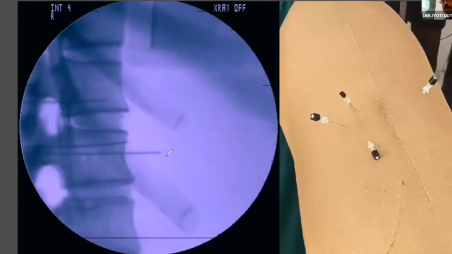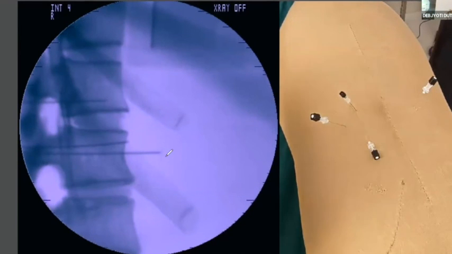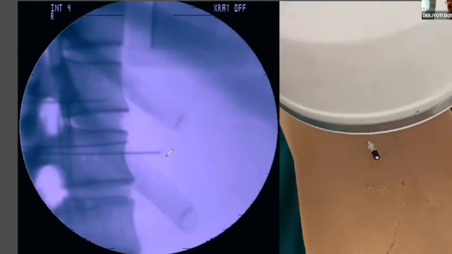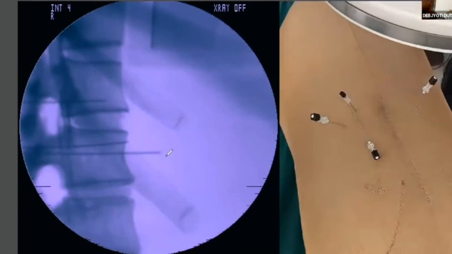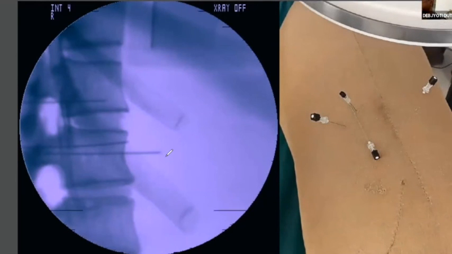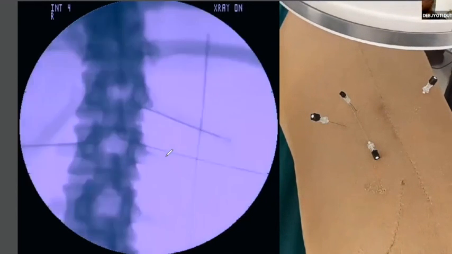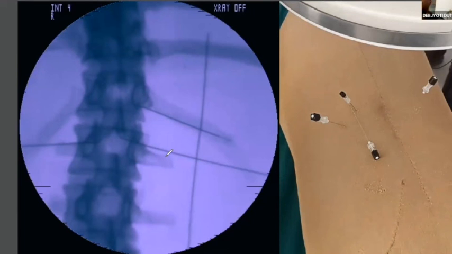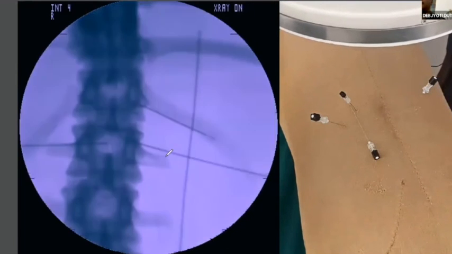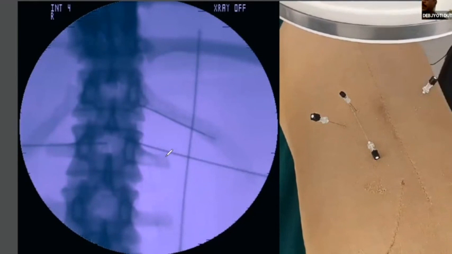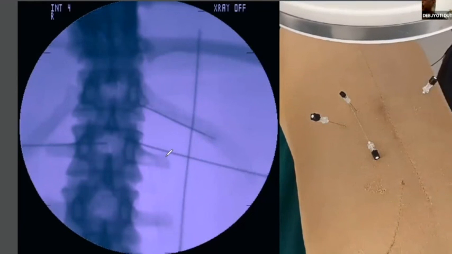the final position, and we have to check it by the AP view also. AP view, what will we see? In the AP view, the needle will be almost at the middle of the vertebral body, if you are having a true AP image. You see the needle is almost at the middle. Aorta is at the middle, a little bit on the left side, but when you are crossing the aorta, then your needle will be almost towards the center.